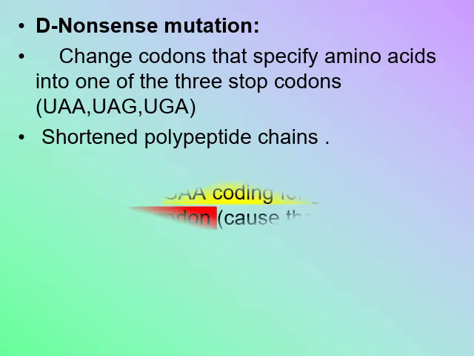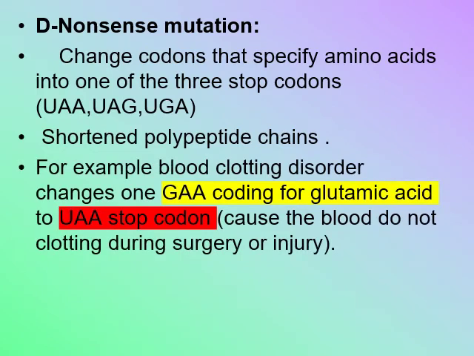For example, a blood clotting disorder changes the GAA coding for glutamic acid into the UAA coding for a stop codon, leading to the blood clotting disorder. That means the blood does not clot during surgery or injury.